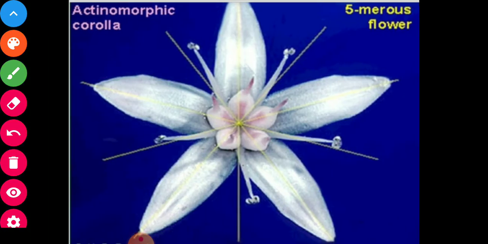Then this is shown here, an actinomorphic flower, corolla, and it is a pentamerous flower having 5 petals and other members, showing actinomorphic condition and radial symmetry.